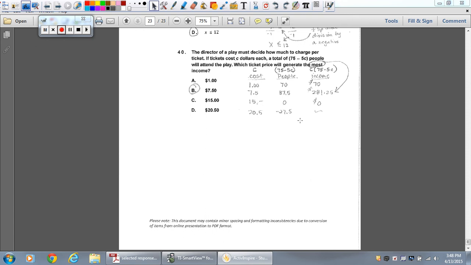And so you would think that this high price of $15 would generate some income, but not as many people are willing to pay that, apparently, according to the expression. We don't know how they got that, and so that's a 0. So my most income would be the $7.50 ticket.